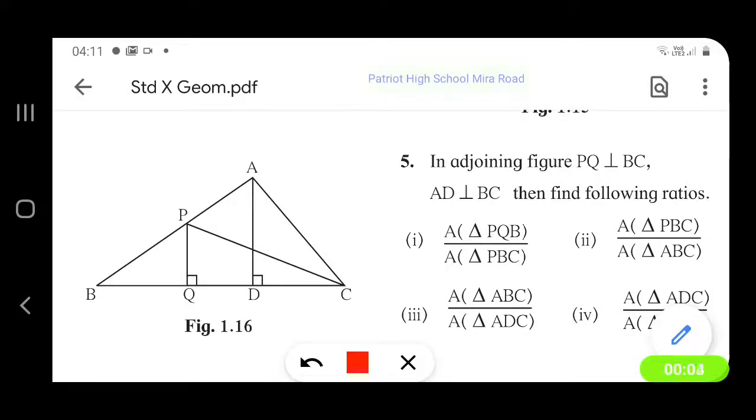In the adjoining figure, PQ is perpendicular to BC and AD also is perpendicular to BC. Then find the ratio of triangle PQB, triangle PQB and triangle PBC, triangle PBC. So these two triangles we have to find the ratio of.